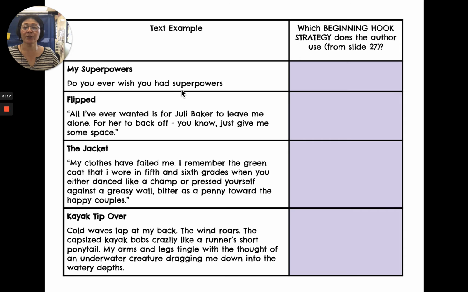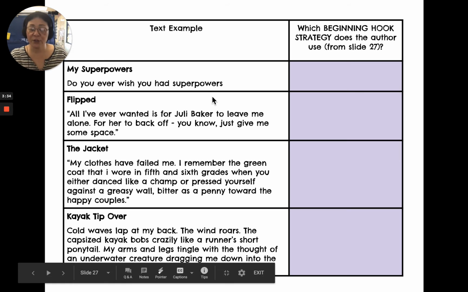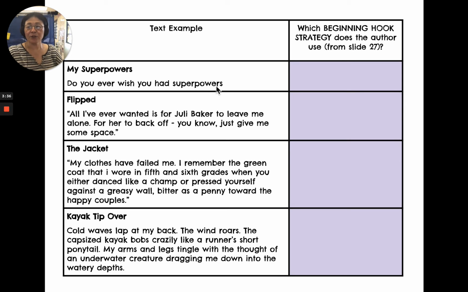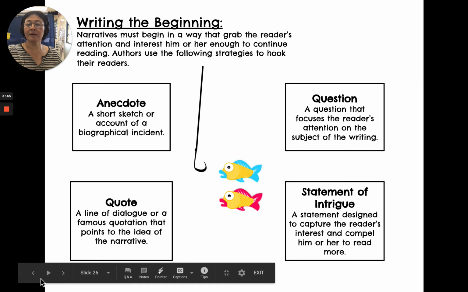"Do you ever wish you had superpowers?" So, which beginning hook strategy does the author use from the previous slide? Well, one thing I noticed as I'm looking here is this is a question, but it doesn't have a question mark. Just because it doesn't have a question mark doesn't mean it's not a question. So the beginning hook strategy is a question. Okay, so let me go back. A question that focuses the reader's attention on the subject of the writing.